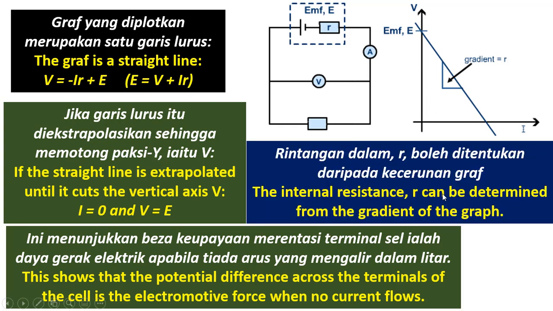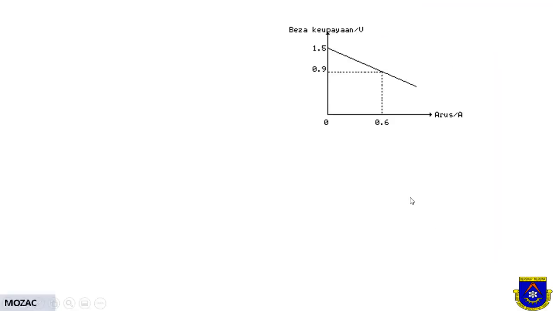The internal resistance R can be determined from the gradient of the graph. So from the gradient we calculate the internal resistance. For one question, we have this graph. First, what is the value of E? E is the y-intercept, which equals 1.5 volt.